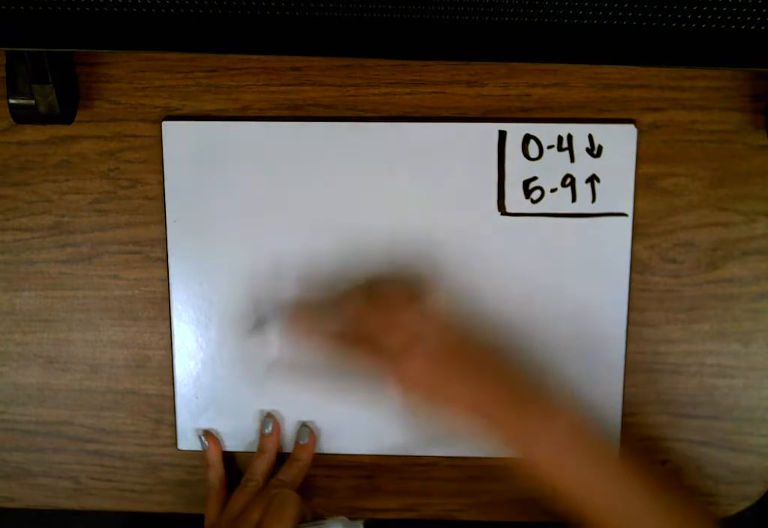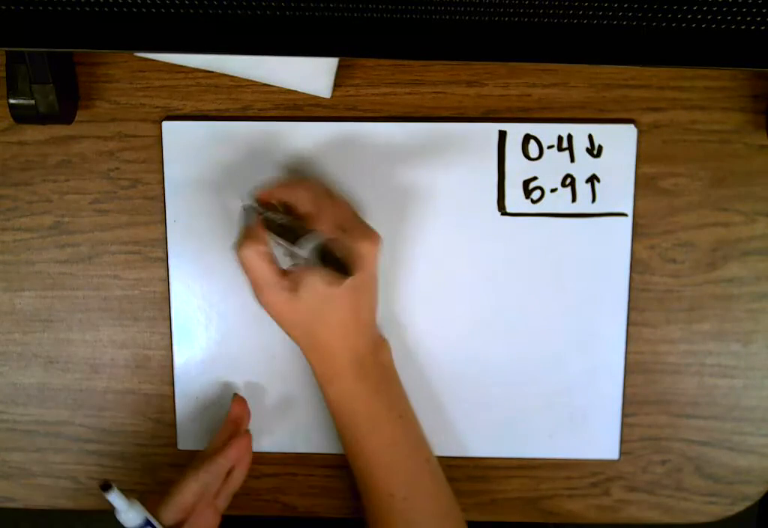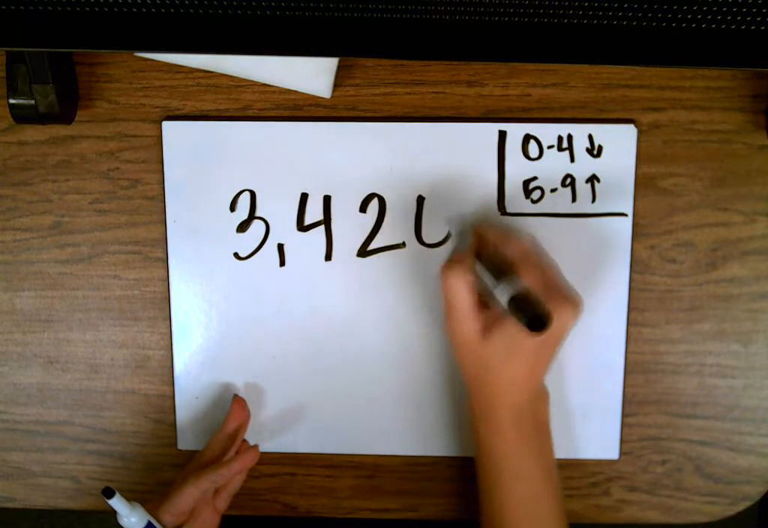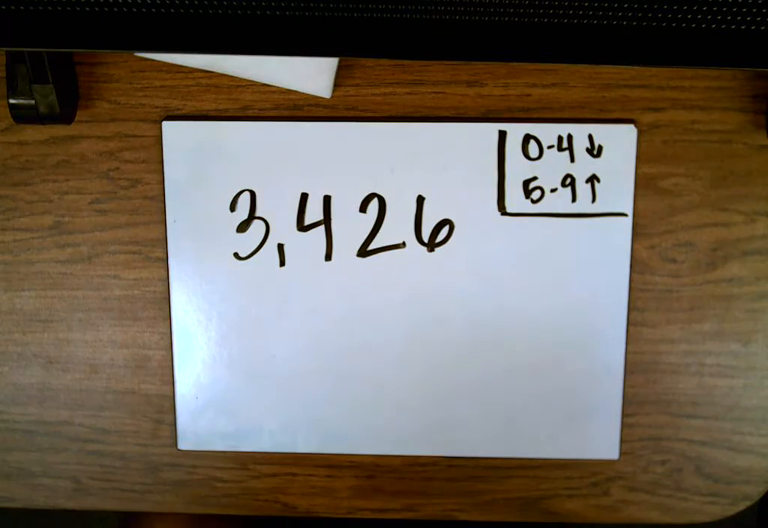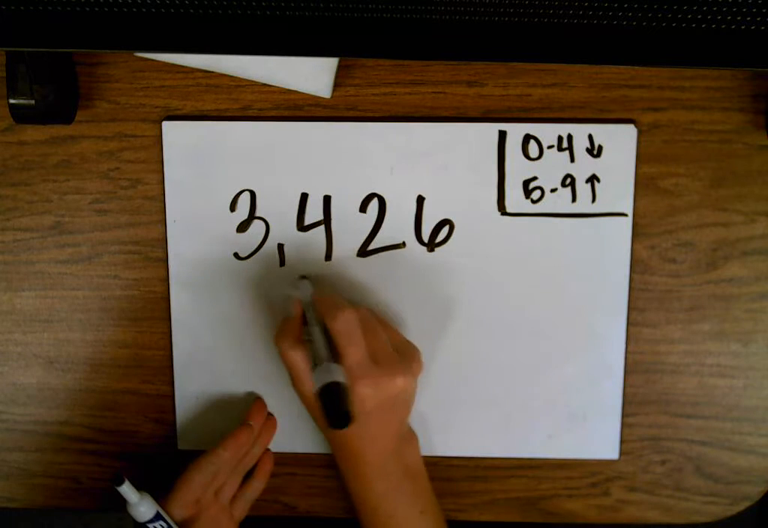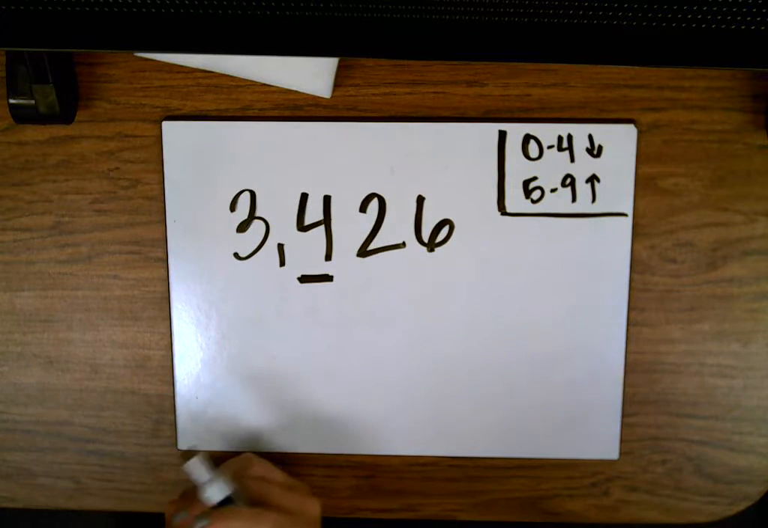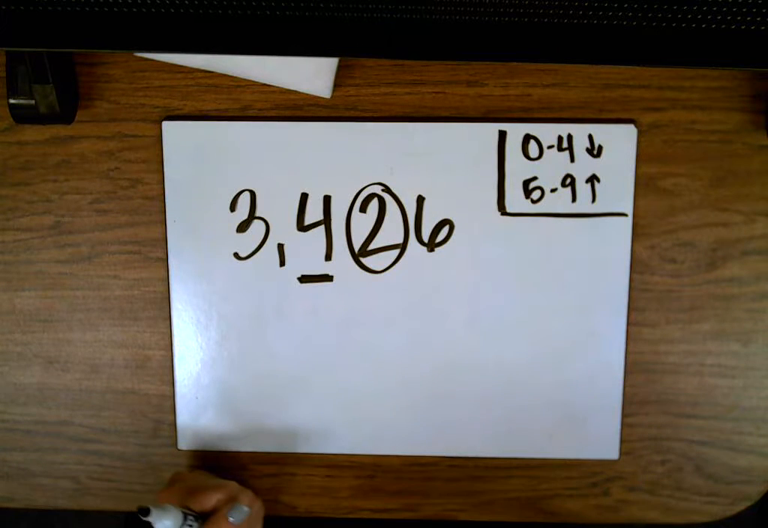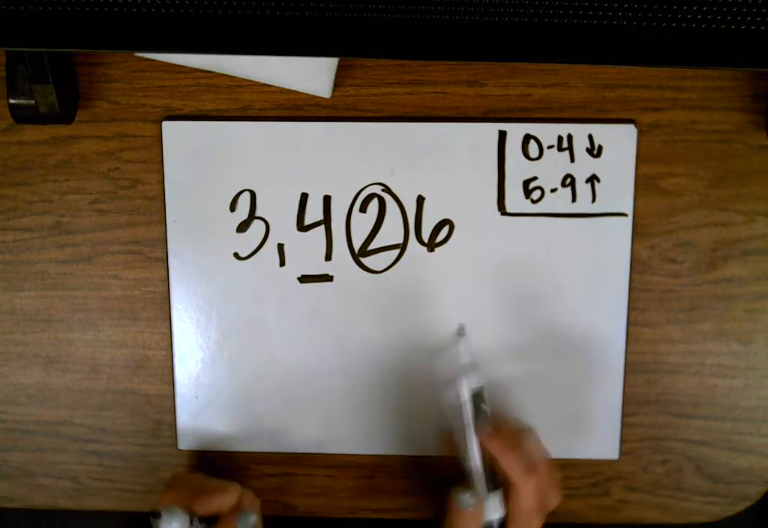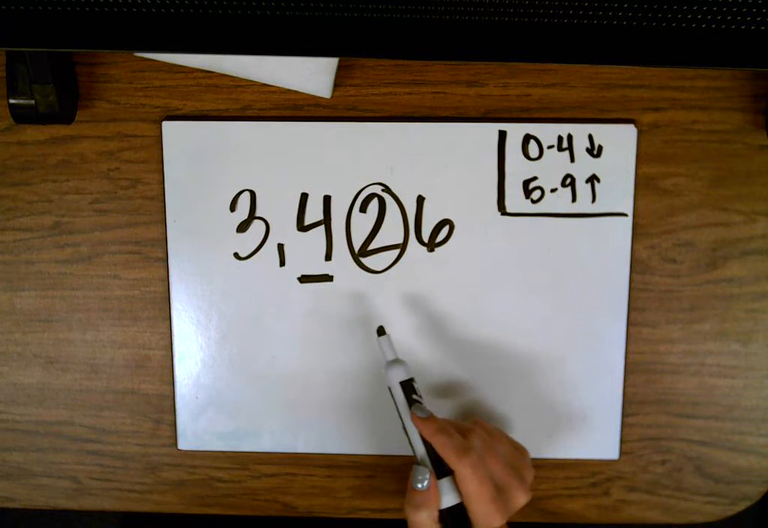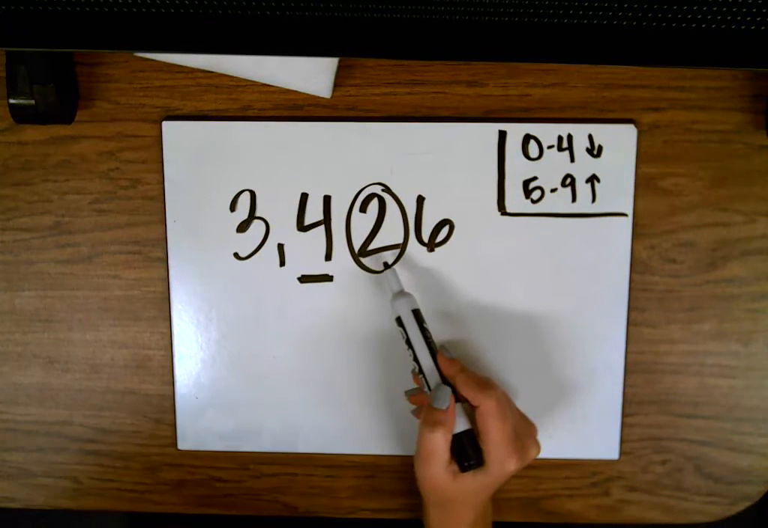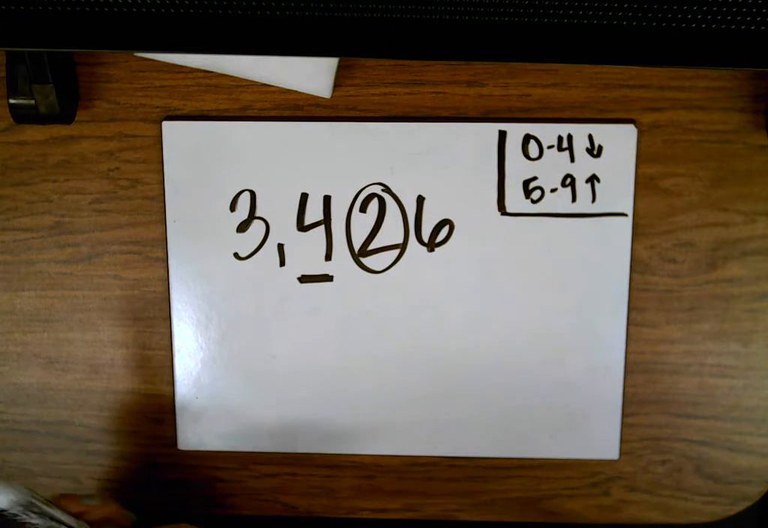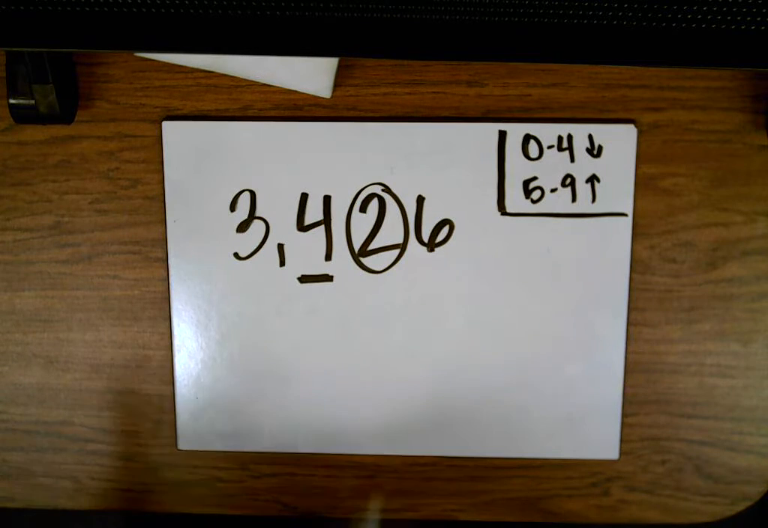Now the next number we are going to round is 3,426. And we're going to round this number to the nearest hundreds. So I'm going to underline my hundreds place value. Then we're going to circle the number directly to the right to see if we need to round up or keep it the same. So 4 or less, let it rest. 5 or more, raise the score. This is less than 5. So our 4 in the hundreds place is going to stay the same.